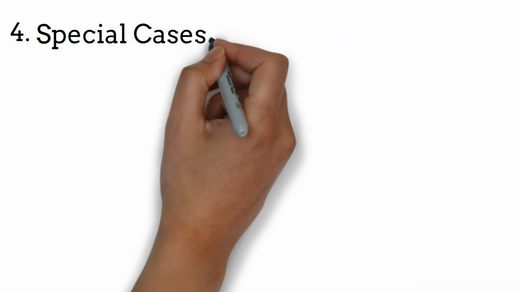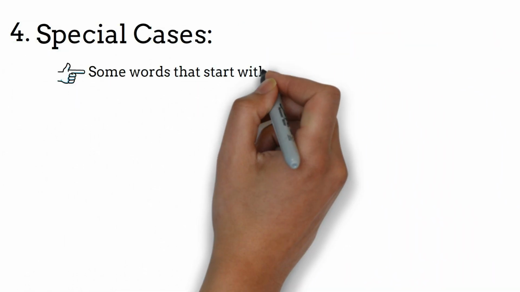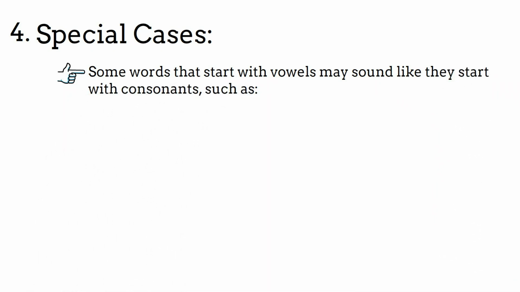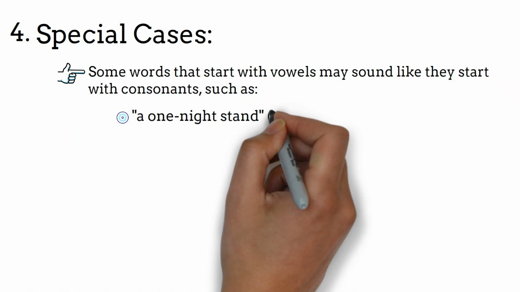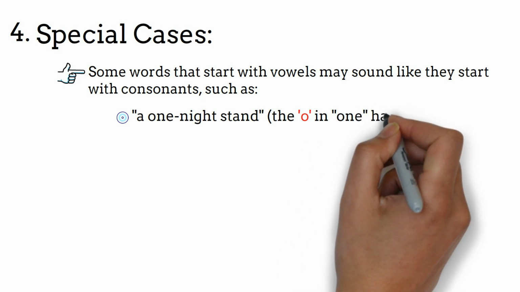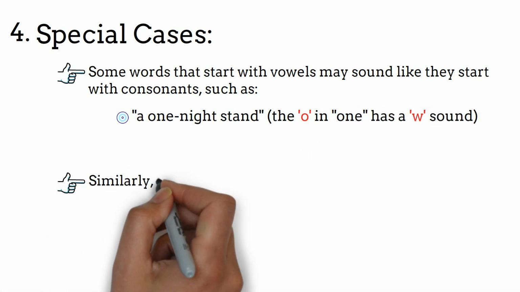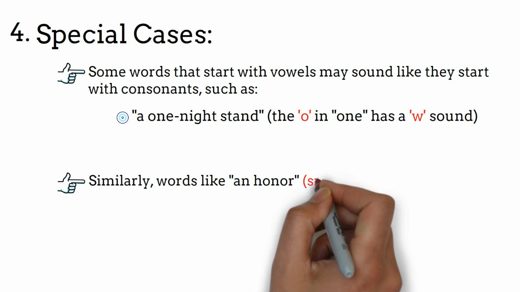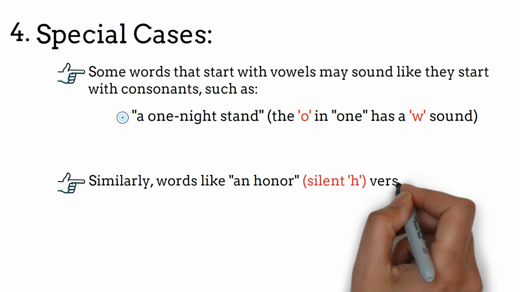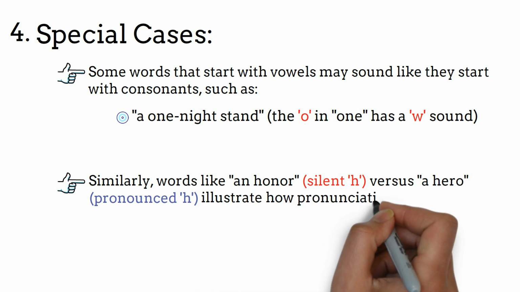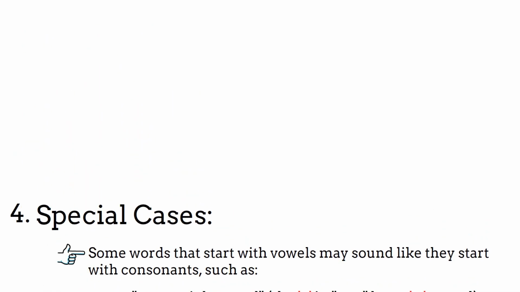Special cases. Some words that start with vowels may sound like they start with consonants, such as a one-night stand. The O in one has a W sound. Similarly, words like an honor, silent H, versus a hero, pronounced H, illustrate how pronunciation affects article choice.